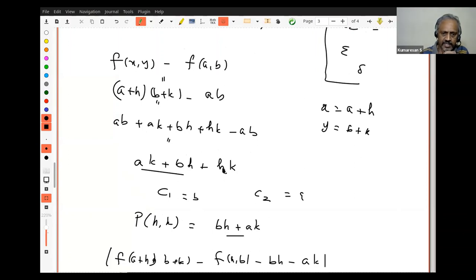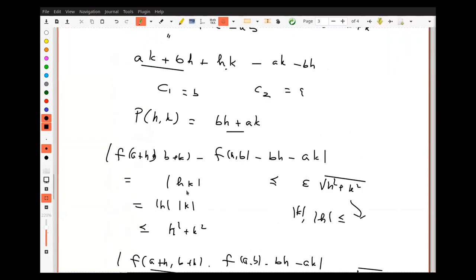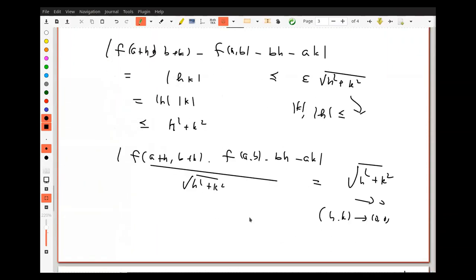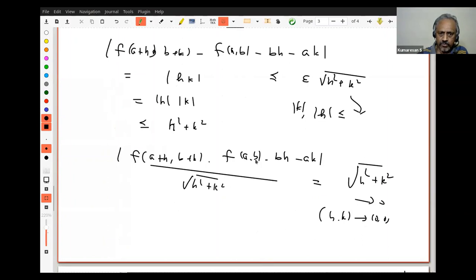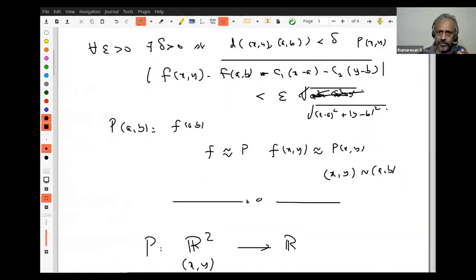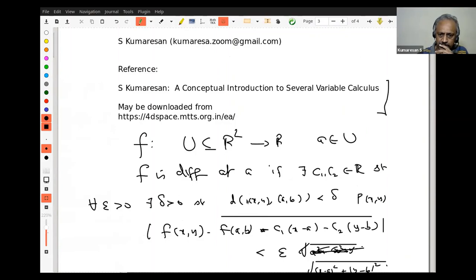That's correct. Therefore, this is a first degree polynomial. Suppose I subtract it, that means I'm subtracting ak plus bh. So what am I left with? The error is going to be simply hk. Are you following me? Yes, sir. Is this clear? Yes, sir. Very good. So this error goes to 0 faster than hk going to 0. Therefore, it is differentiable, and I found out what C1 and C2 are.